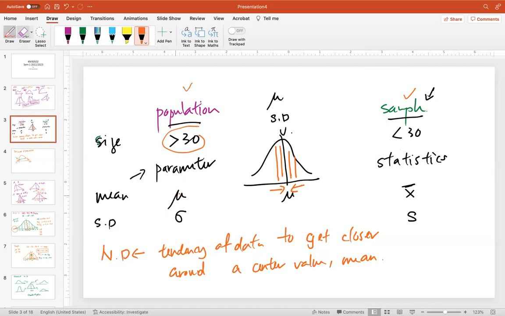For the mean, we use mu for population. For standard deviation, we use sigma. And for the sample, we use x with a line on top of it, and the standard deviation is represented by s. Like I mentioned, the normal distribution is the tendency of data to get closer around a central value, which is the mean. In this normal distribution curve, the usual things we look at are the mean and the standard deviation.